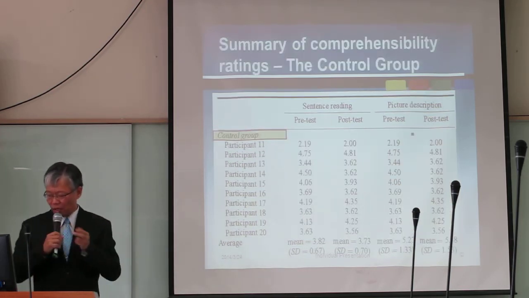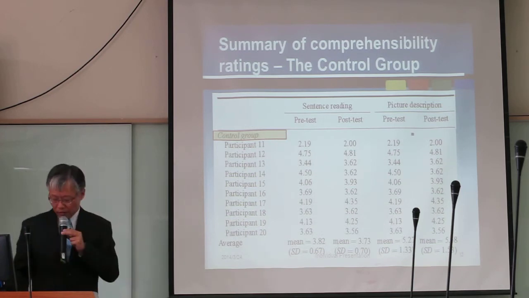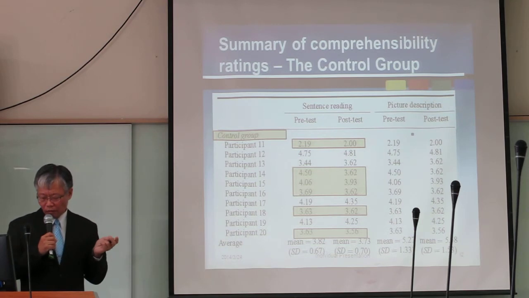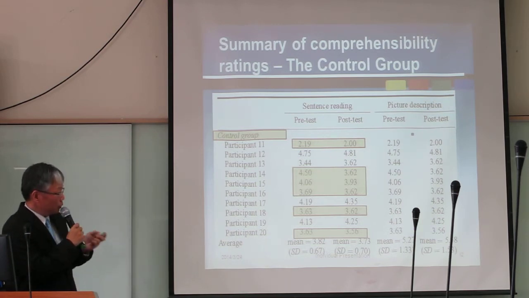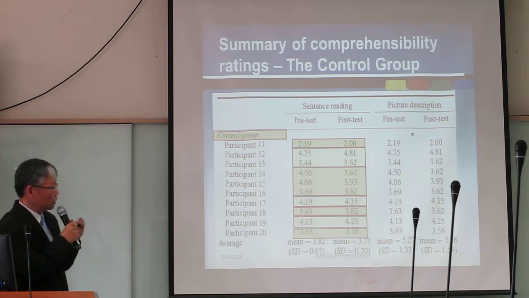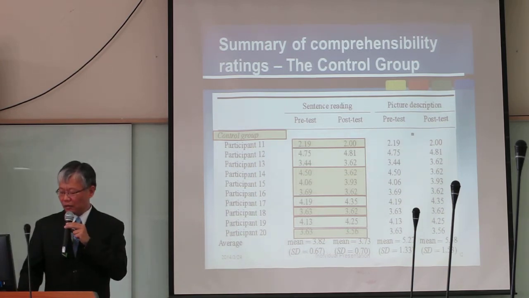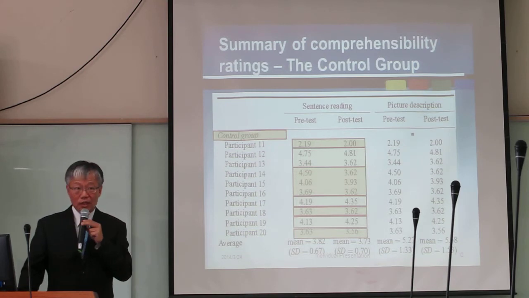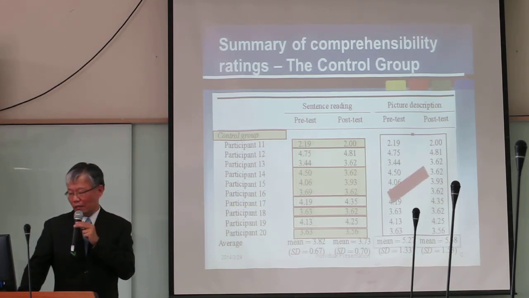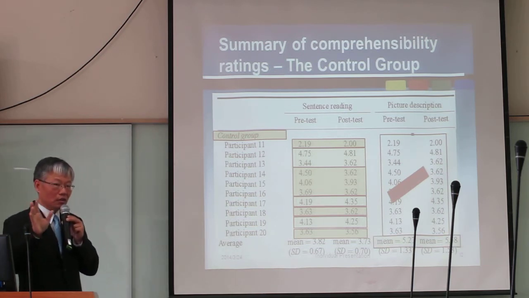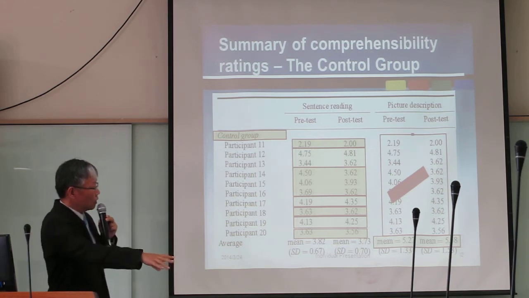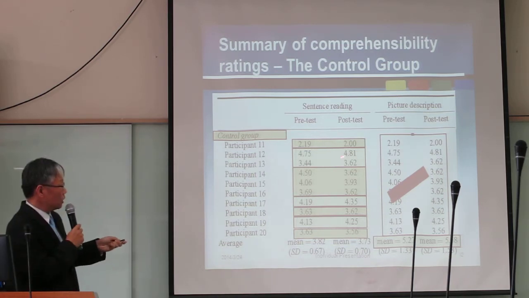And for the control group, the results are also mixed. 5 improved and 5 did not. And for the other part, the picture description, the author provided wrong data because he just copied the left-hand side part into the right-hand side part. Therefore, you can see the same.